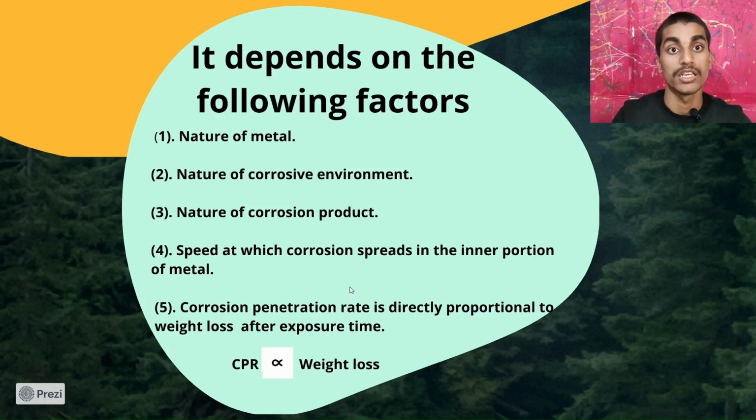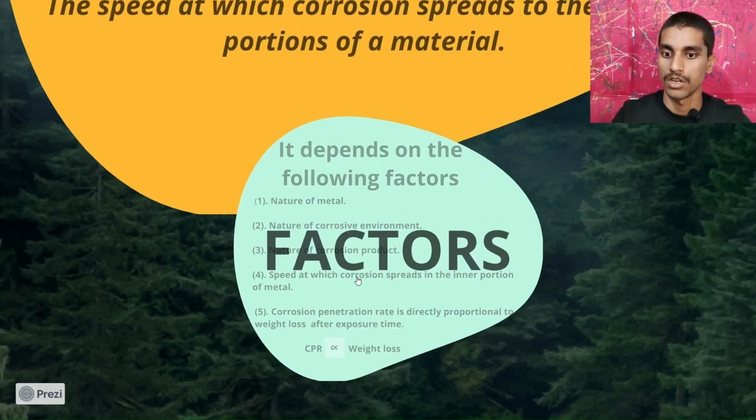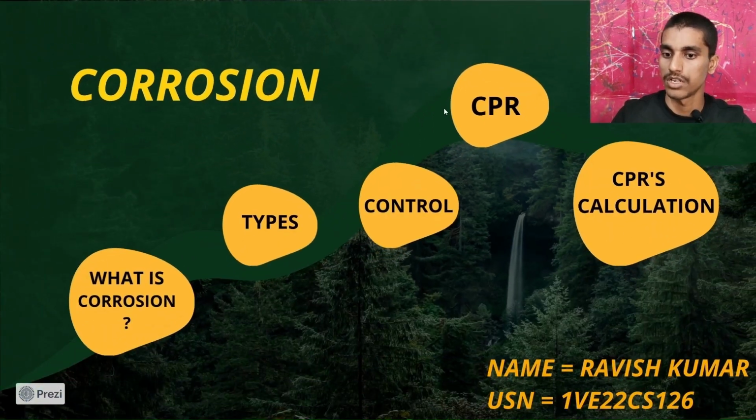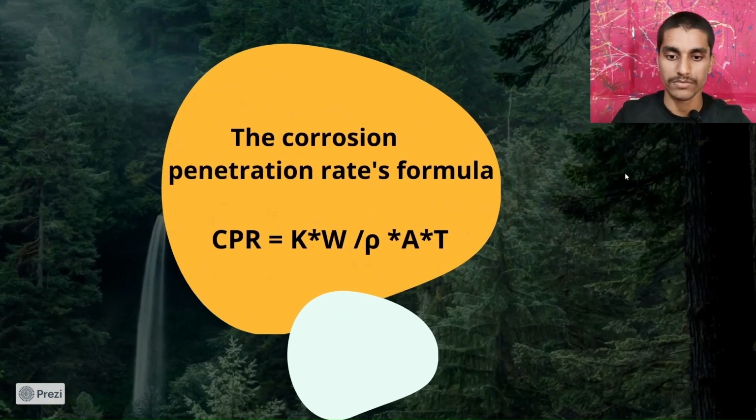Then how to calculate CPR? So we move to the last slide, the fifth slide. Here is the CPR calculation. How to calculate the corrosion penetration rate? The corrosion penetration rate formula is CPR equals K times W divided by rho times A times T. Here is the formula for CPR.